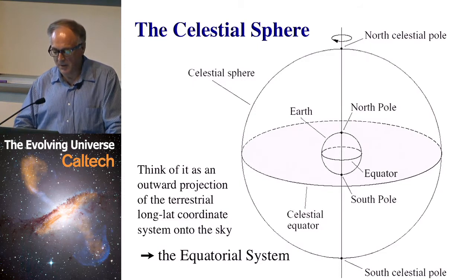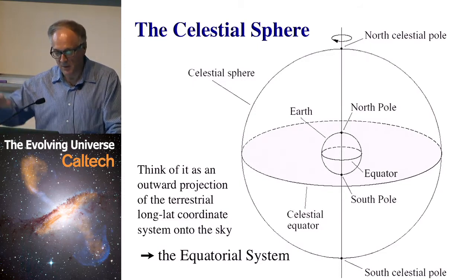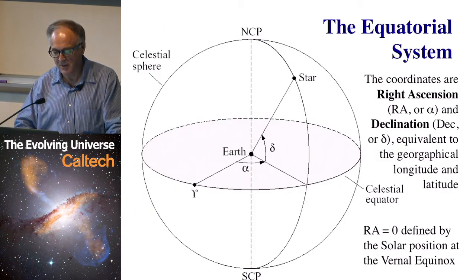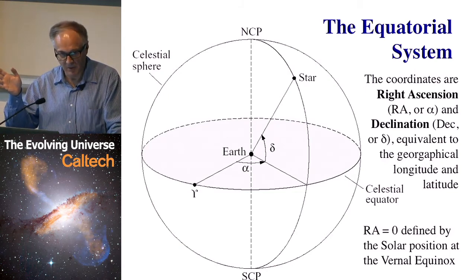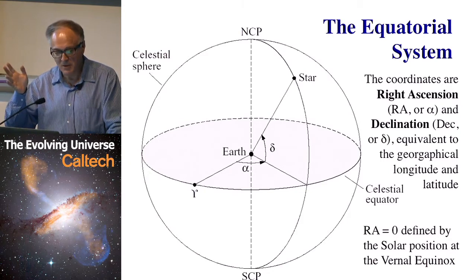Now, Earth's equator projects the celestial equator, so that's an easy way to account for latitude, or declination, as astronomers call it. And you have a choice where to start accounting for the other coordinate, the equivalent of longitude, which we call right ascension. And the choice was made that this will be the position of the sun at the moment of the spring equinox.